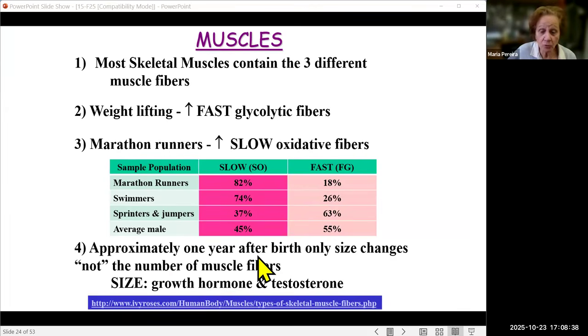After we are 1 year old, after birth, we only change the size of the muscles. The size of the muscles depends on the size of the muscle fibers and not on the number of muscle fibers. There's always some increase because we have those satellite cells that can provide for more muscle fibers, but usually the number of muscle fibers doesn't change.